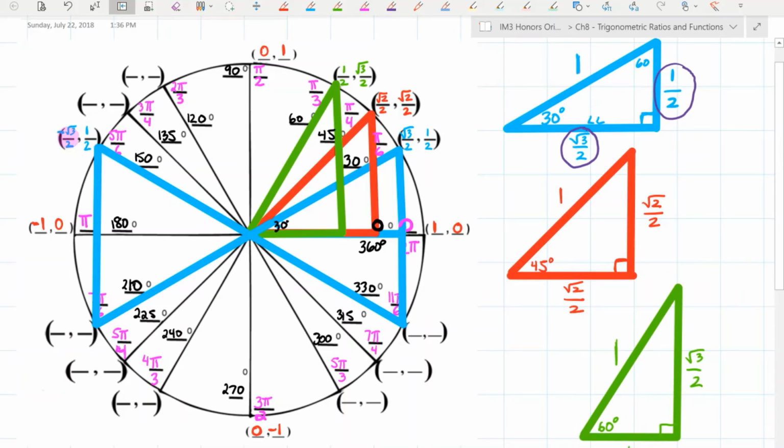So long, middle, short. Long, radical 3 over 2, middle, radical 2 over 2, short, 1/2. These are the only numbers that you're going to use in the first, second, third, and fourth quadrant for x and y. That's it. All of these that are close to the x-axis will have these numbers.